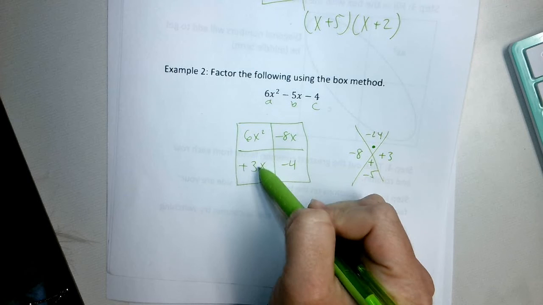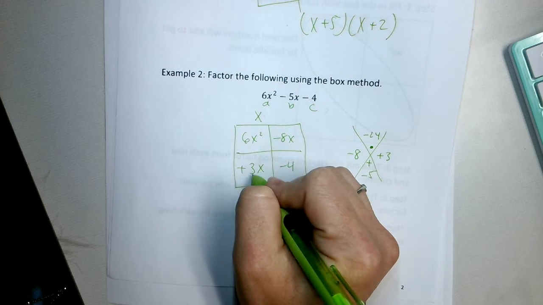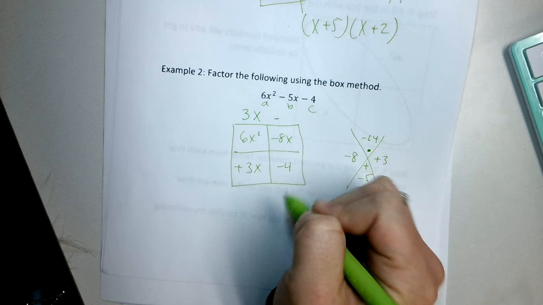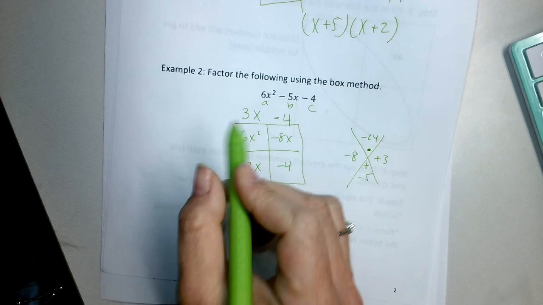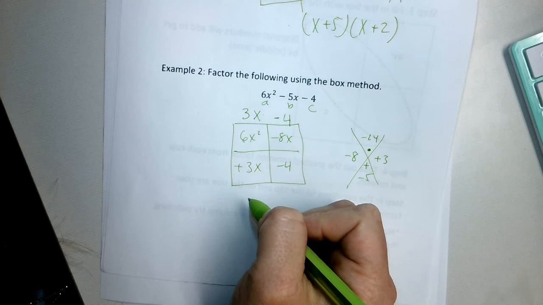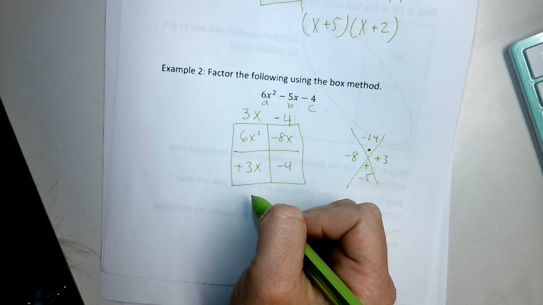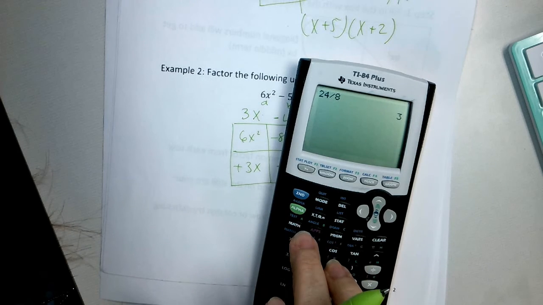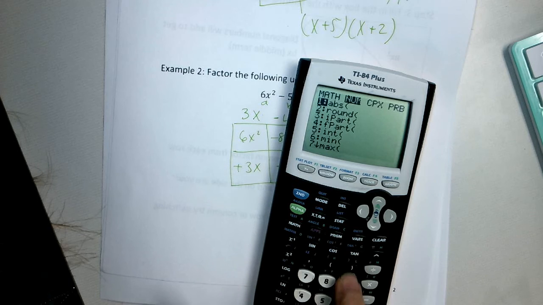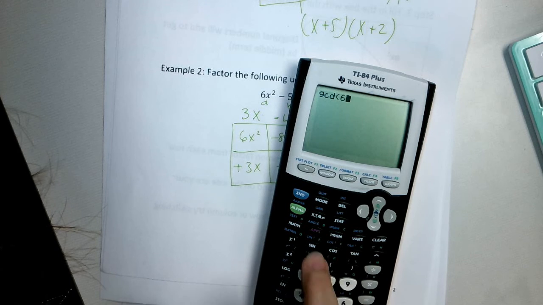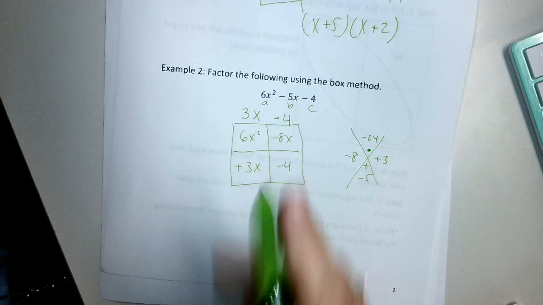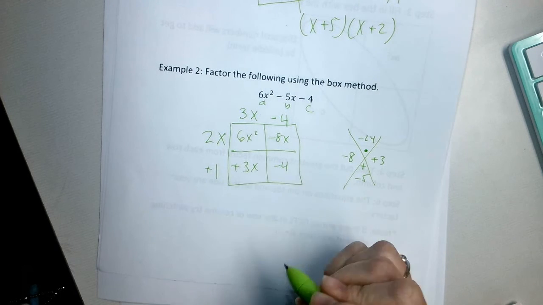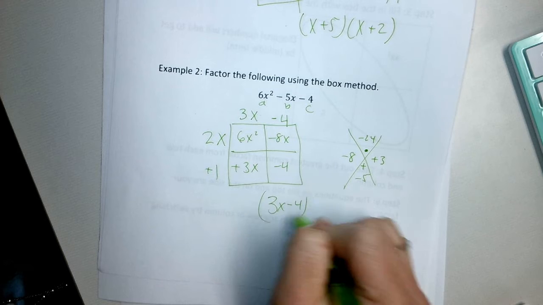Okay, these both have an x, but can't 3 go into both of those as well? Now this is negative, so I'm going to take out a negative. 4 goes into both of those. What goes into 6 and 8? Remember, if you struggle, you can do math right, 2, 6, 8, so 2. They also both have an x. And then here, they don't have anything in common, so you just put a 1. So here your factors are 3x minus 4, 2x plus 1.